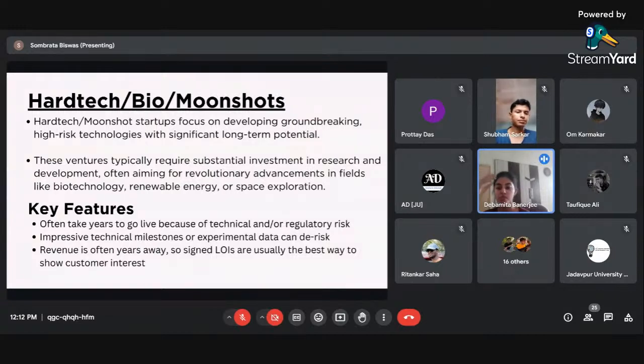But just to summarize what moonshots mean again, based on what is written here, they focus on developing groundbreaking high-risk technologies with significant long-term potential. Basically, things that are going to change the world. Can you tell me of one moonshot idea in today's time?